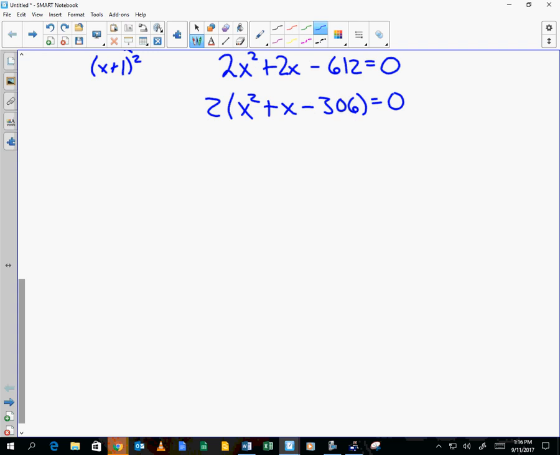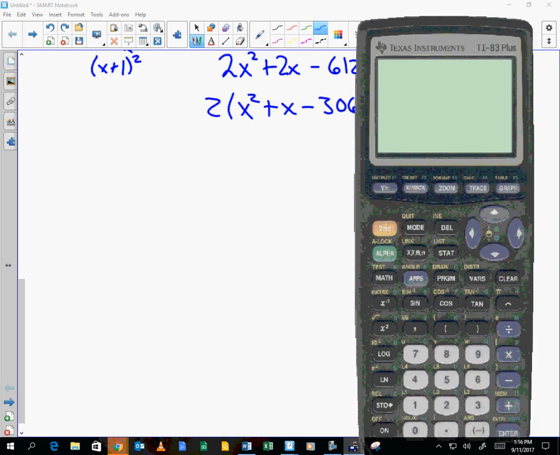Natalie's got it. She's smiling. Well, they must be pretty close together, right? Because they differ by positive 1. So if I just take the square root of 306, that's surely going to give me a number that's close. 17 and 18 sounds good to me. Let's try it. 17 times 18, and what do you know? There you go.